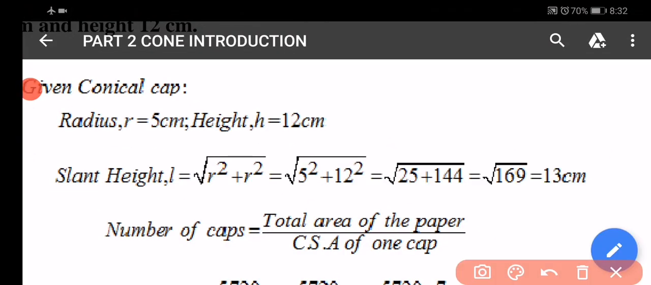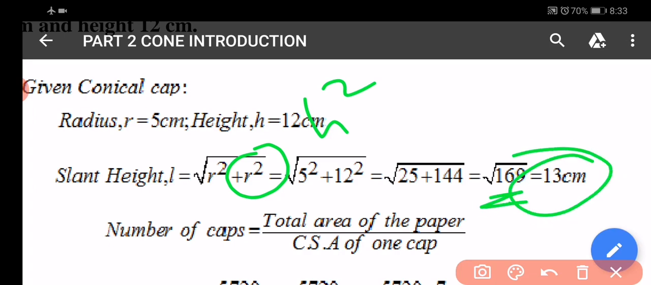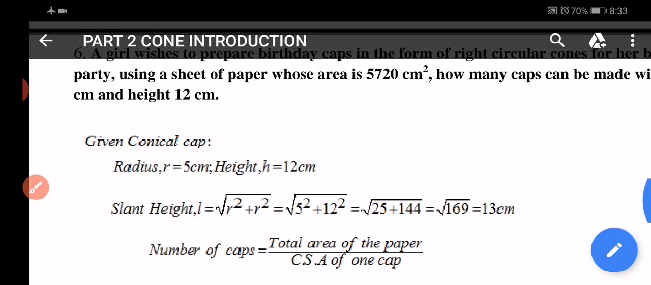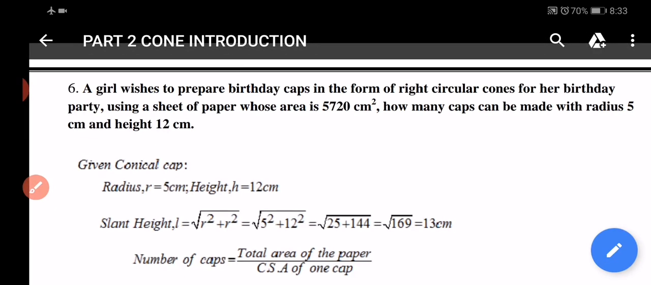of the cone, L equal to root r squared plus, sorry, that is a mistake, L equal to root r squared plus h squared. So take the correction, write h squared instead of r square. So slant height L equal to root r squared plus h squared, is equal to root 5 square plus 12 square equal to root 169, that is equal to 13 centimeter. That is the slant height of the right circular cone.